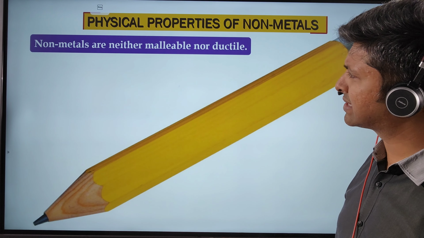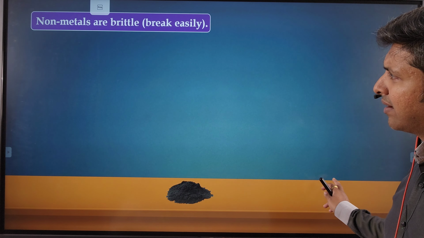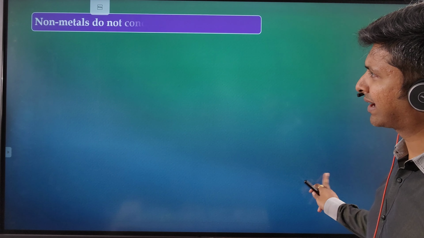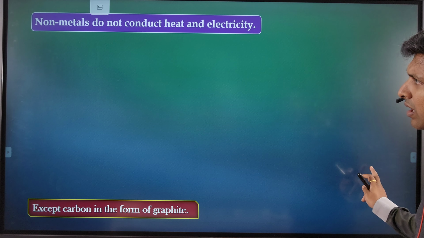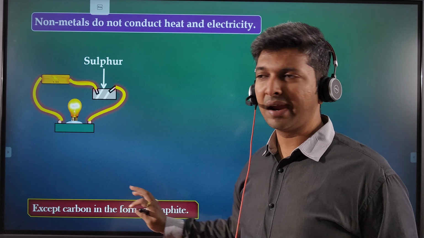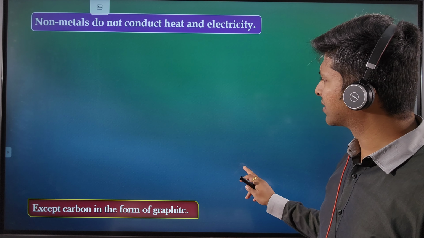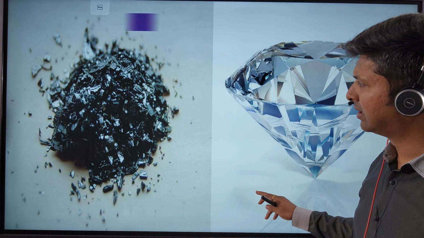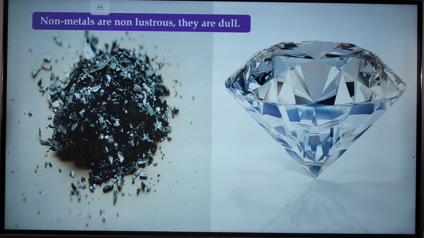Non-metals are neither malleable nor ductile. They are brittle, they will break into pieces if you whack them with a hammer. Then non-metals do not conduct heat and electricity except in the form of graphite. So sulfur will not be able to light the bulb, but graphite will be able to light the bulb. Non-metals are non-lustrous, they are dull.